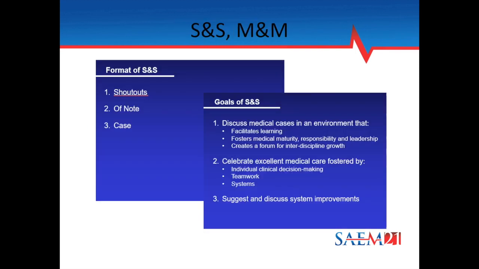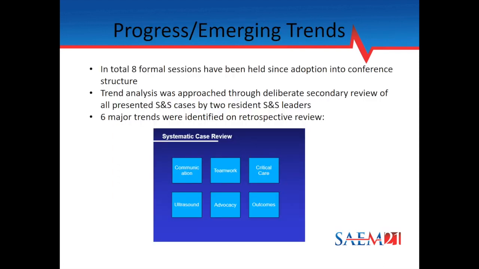Similar to M&M Conference, the general format of Successes and Saves conference involved brief clinical shoutouts, relatively short of-note cases, and formal discussion of in-depth cases that were the bulk of conference sessions. Since formal adoption into conference structure, a total of 8 Successes and Saves conferences have been held. Earlier this year, resident and faculty Successes and Saves leaders reviewed all cases that have been selected for review and sought to establish general trends for what kinds of cases have been thought to constitute either a success or a save.